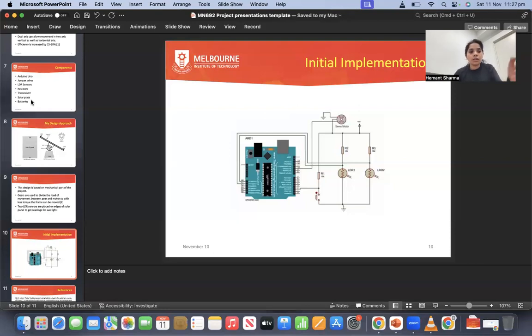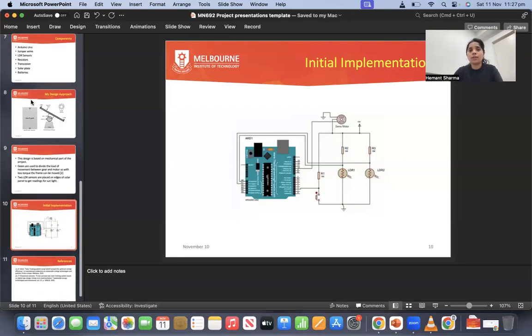Coming back to the Arduino, it will be powered by the USB connection, but an external battery can also be used if needed. If the battery we are using is not enough, we can use external batteries as well. So basically this is the entire approach of my design, and thank you so much.